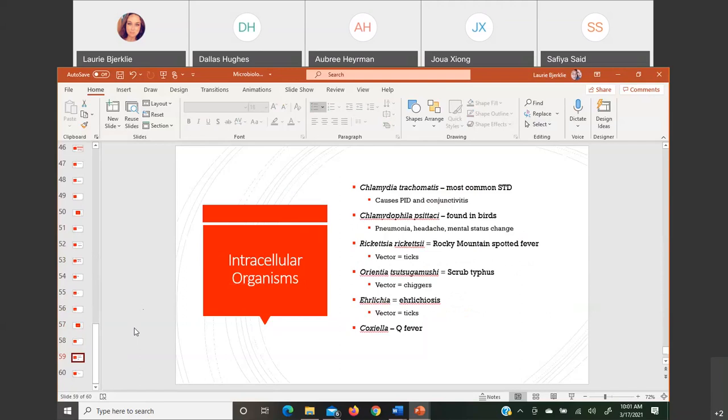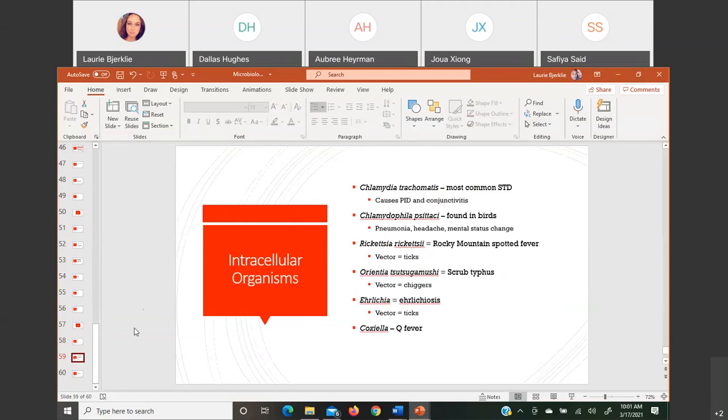It causes what we call pelvic inflammatory disease, PID, and can also cause conjunctivitis, but mainly it's our biggest screening for STD. Chlamydophila psittaci definitely comes from bird droppings. This causes a pneumonia.